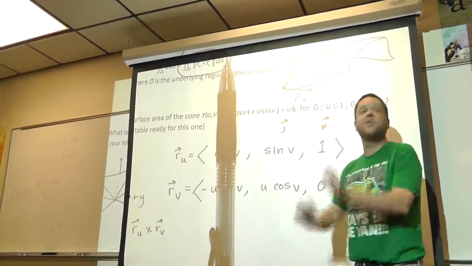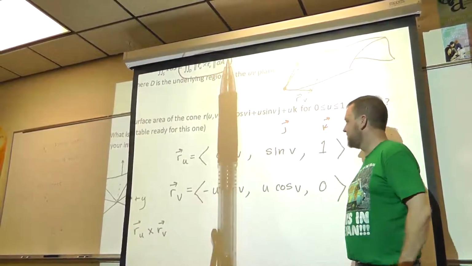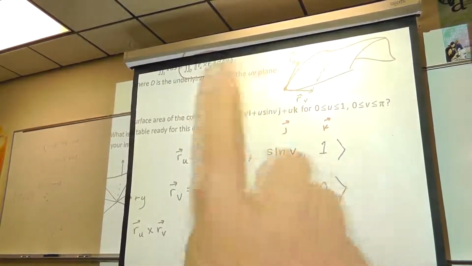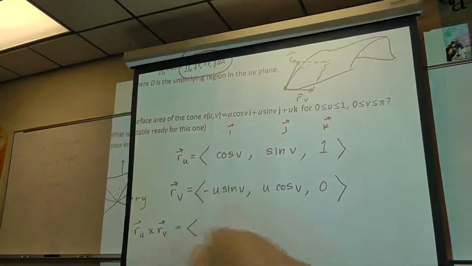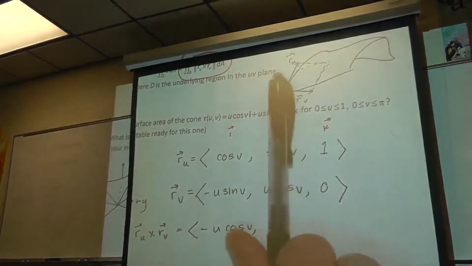Okay, so those of you who don't know what that's about, you'll see it soon in matrix. But yeah, you're just expanding by cofactors. So 0 minus u cosine v is the I component of my cross product. So minus u cosine v. And then cross out the j column.